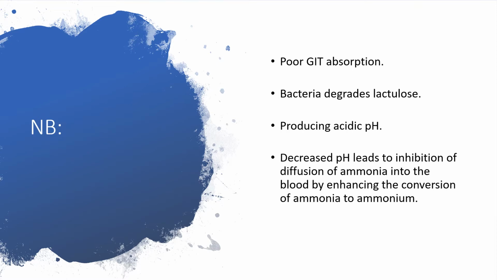Notice, there will be poor gastrointestinal tract absorption of lactulose. Bacteria will degrade the lactulose, producing acidic pH. The low pH will lead to inhibition of diffusion of ammonia into the bloodstream by enhancing the conversion of ammonia to ammonium. In other words, ammonia will not go into the circulatory system, it will be ammonium because there will be conversion of ammonia to ammonium with the presence of the acidic pH.